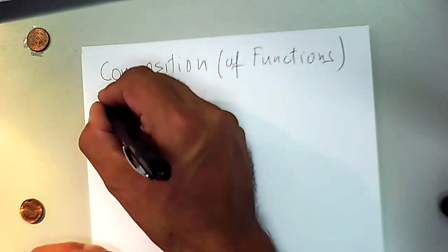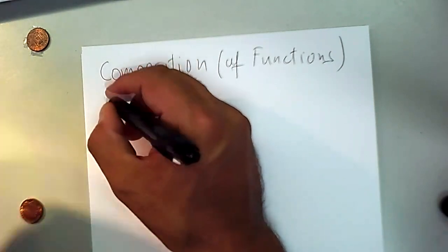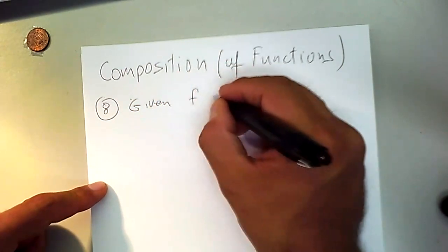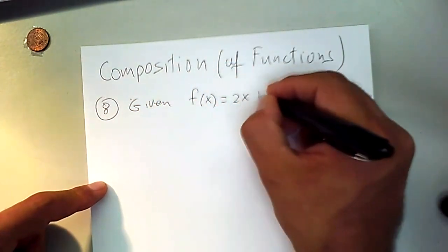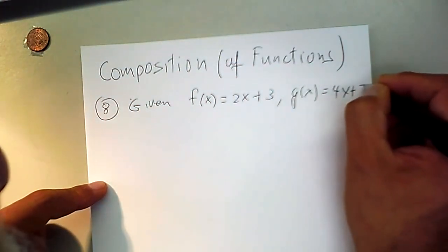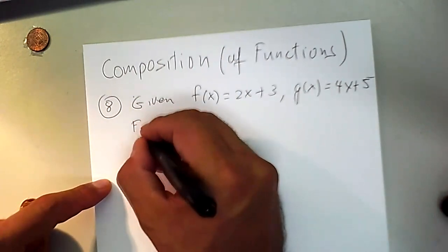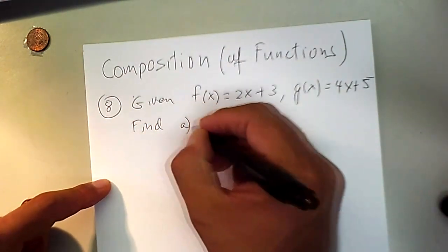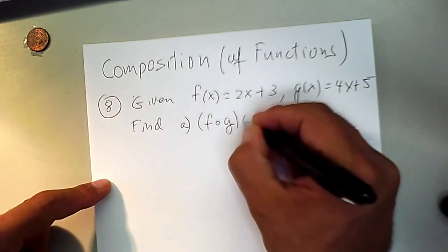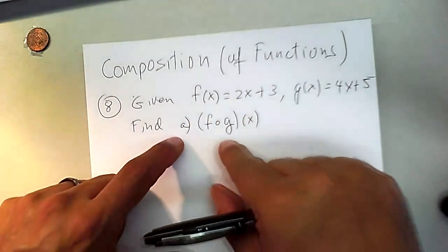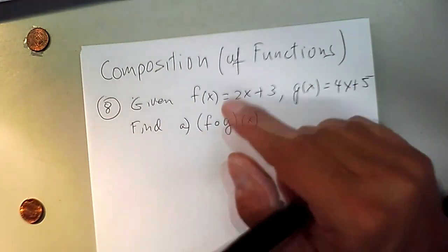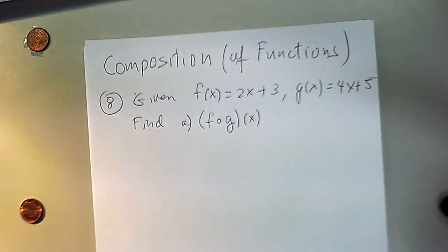So, example 8. Given f of x as 2x plus 3, g of x as 4x plus 5, we want to find a, f composed with g of x. And then there's going to be a b, but I want to write b after we finish a. So f composed with g, and then there's going to be a c and a d.